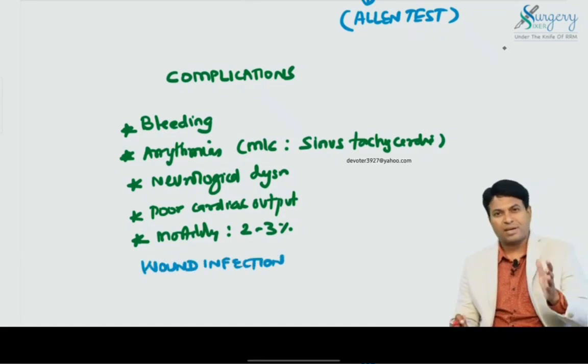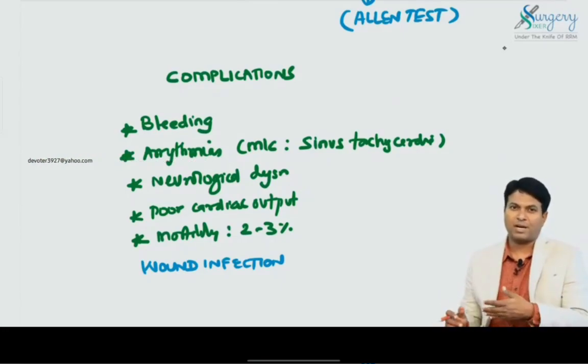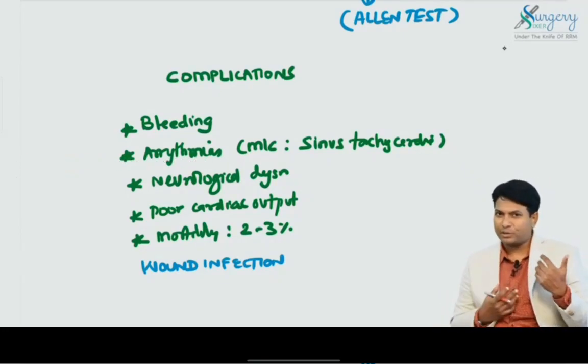The CABG operation usually starts with the retrieval of long saphenous vein. We usually start the operation by retrieving the veins. The vascular surgeon will come and retrieve the vein. The cardiac surgeons will start preparing the bed.